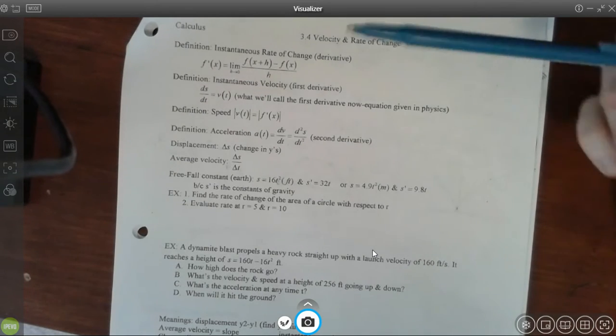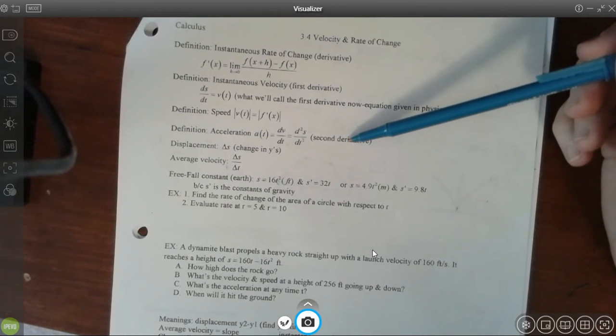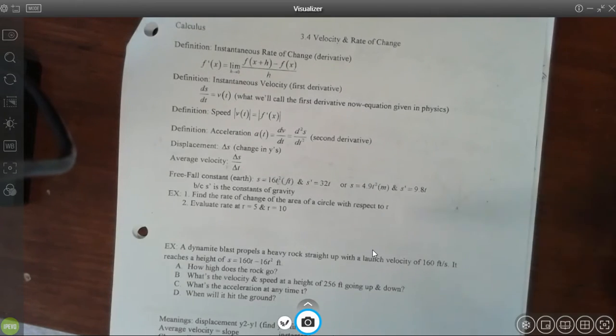So these are just vocab words here. The first derivative is called velocity, the second derivative is the acceleration, and the third derivative is called the jerk. We don't typically use it, but it is in some textbooks.